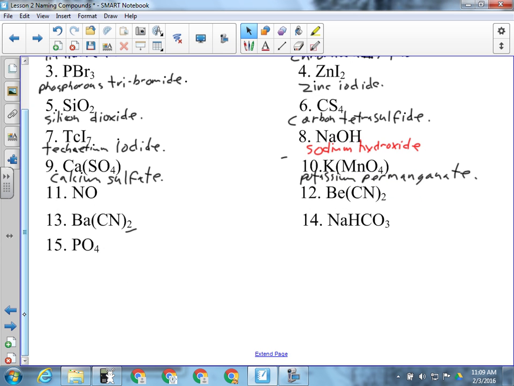All right, so for number 11, I've got nitrogen with oxygen, ionic or molecular? Molecular. So this is going to be nitrogen monoxide.